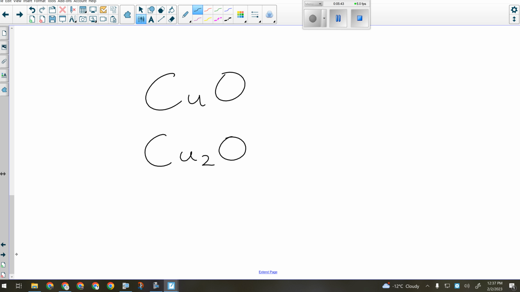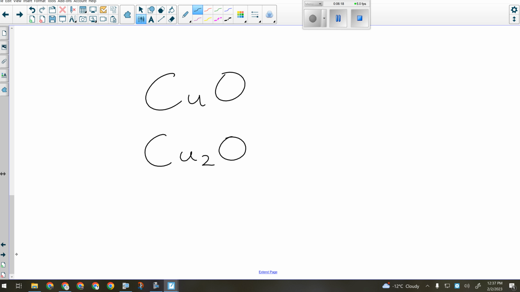I can't have two different compounds with the same name. I mean, what if this one's really good for you and this one's poisonous? Right, you're making a new vitamin for people, and you put the wrong one in and everybody dies. That's kind of a big deal. These two things cannot have the same name. So we have to indicate somehow within the name that this copper oxide contains the copper with a 1+, and this copper oxide contains the copper with the 2+, because they are going to be different compounds, different molecules.